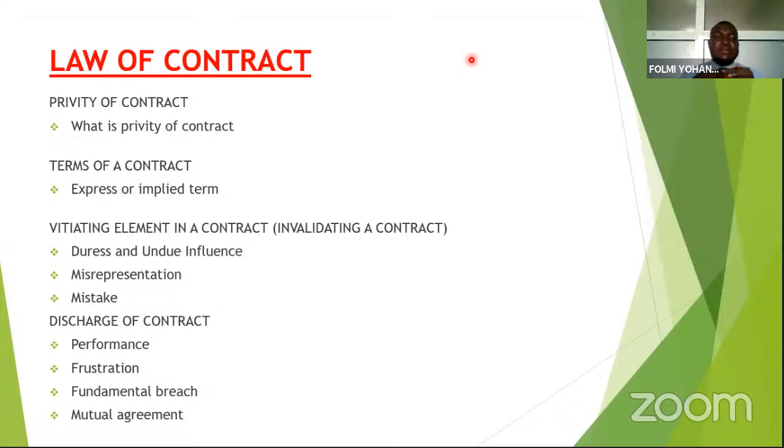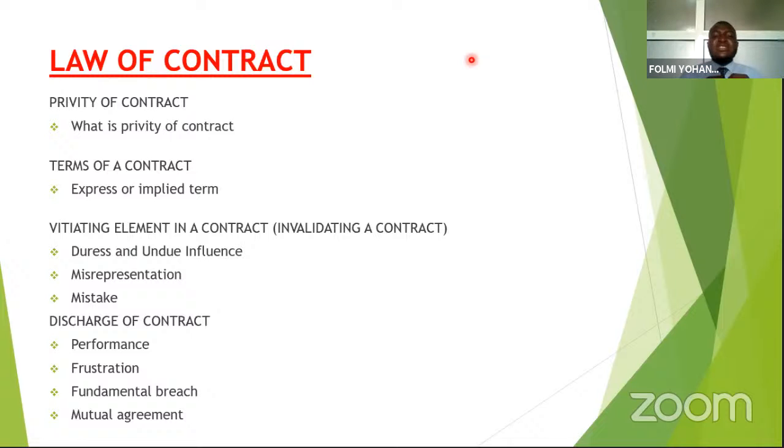Frustration occurs when the subject matter of the contract is no longer in existence. Just like the example of mistake I used, the filling station they were busy negotiating for is no longer in existence because it has been destroyed by storm. In such a case, the contract has been discharged by frustration. Then we have fundamental breach. This goes to the root of the contract.